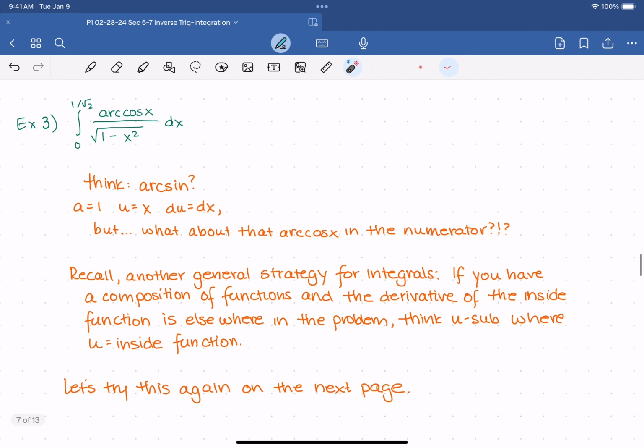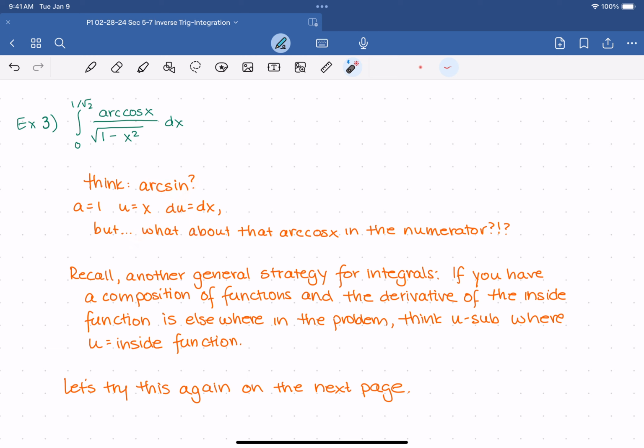All right, example 3. Now, you may have been thinking arcsine, because in the bottom we have a constant minus a variable, and so you may be thinking about doing that. A would be 1, u would be x, so that would make du dx. But what the heck do we do with this thing then? Well, the answer is we don't. This is not the way to approach it.